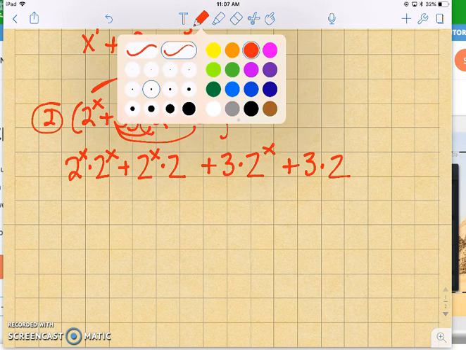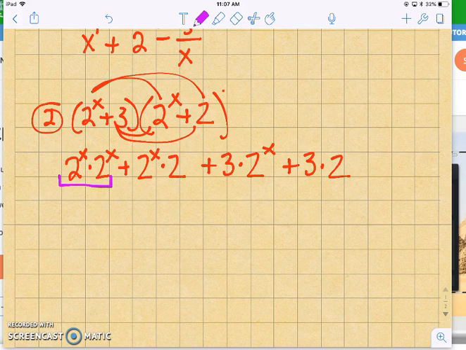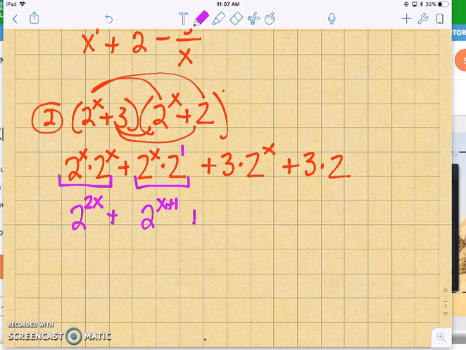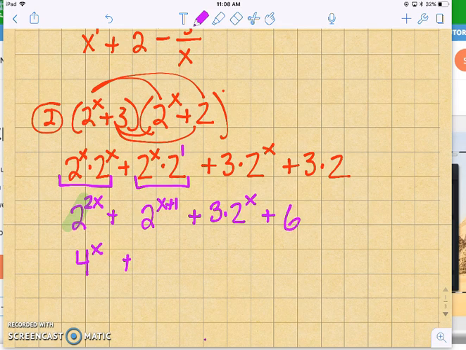So let's see, this first chunk right here, bases are the same. So this would be 2 to the 2x, plus our bases are the same here. This is really just a 1. So we'd have 2 to the x plus 1, plus this part. I really want to multiply that 3 times 2 together, but 2 to the x, that exponent is connected, so 3 times 2 to the x plus 3 times 2 is 6. So then we could simplify this a little bit more, because 2 squared is 4, so we have 4 to the x plus 2 to the x plus 1 plus 3 times 2 to the x plus 6.